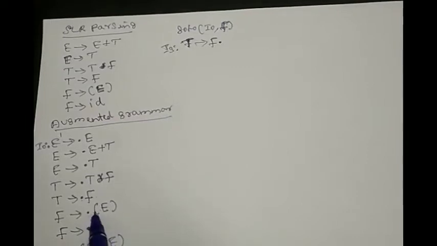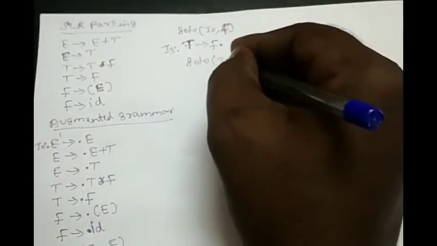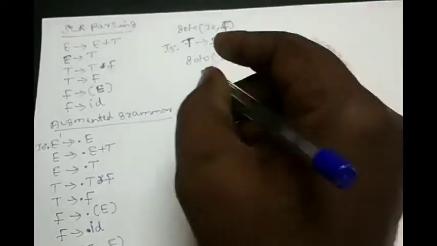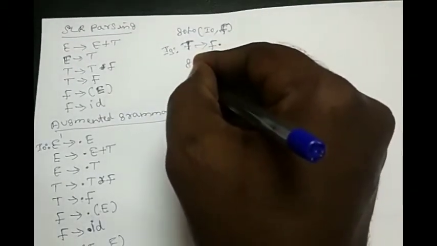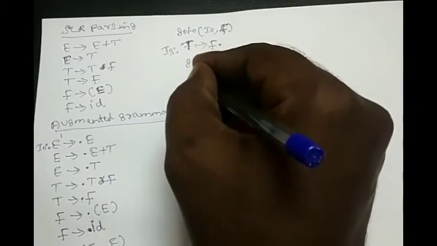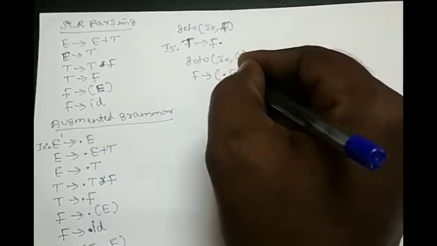Now if we just place this dot after this open bracket, the dot will be before this non-terminal called E. That means you have to include all the productions of E here. So now you go to items at 0 comma open bracket. When we do this, it will become F tends to open bracket dot E.